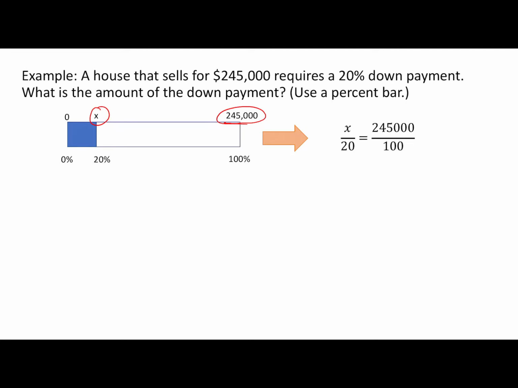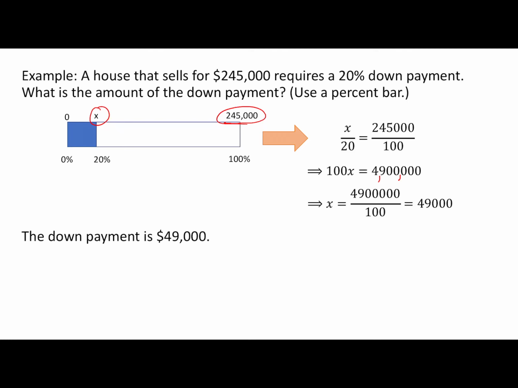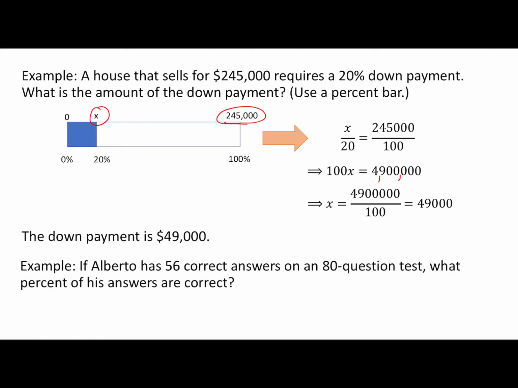And I'm going to set those ratios equal. And now we're just going to solve. So we cross multiply. We get 100x equals 4,900,000. And now I can divide by 100 to get 49,000 equals x. So my down payment is 49,000. All right, so that's the idea here with a percent bar.